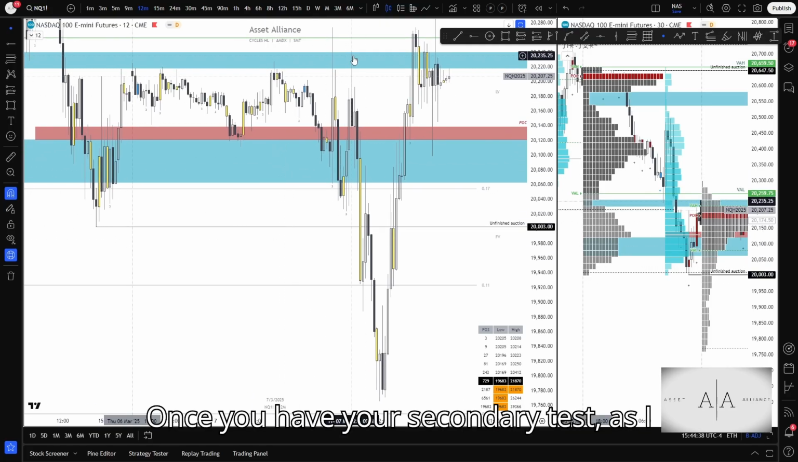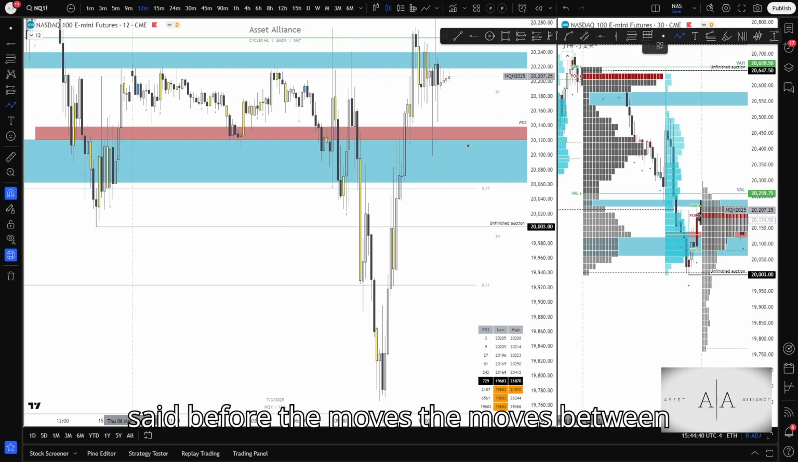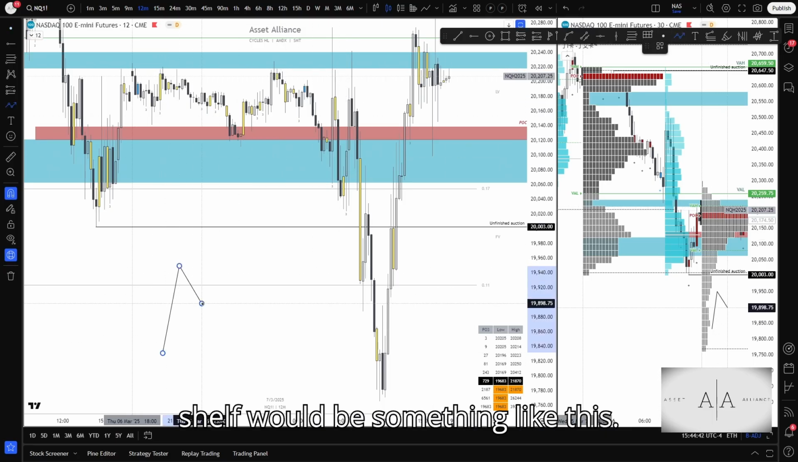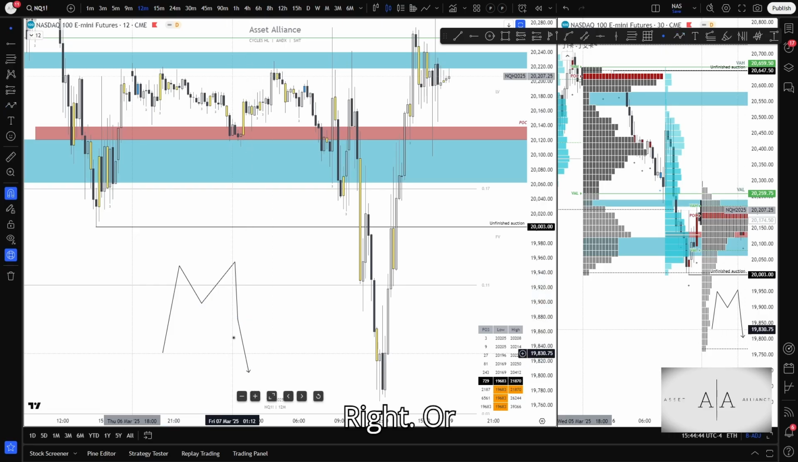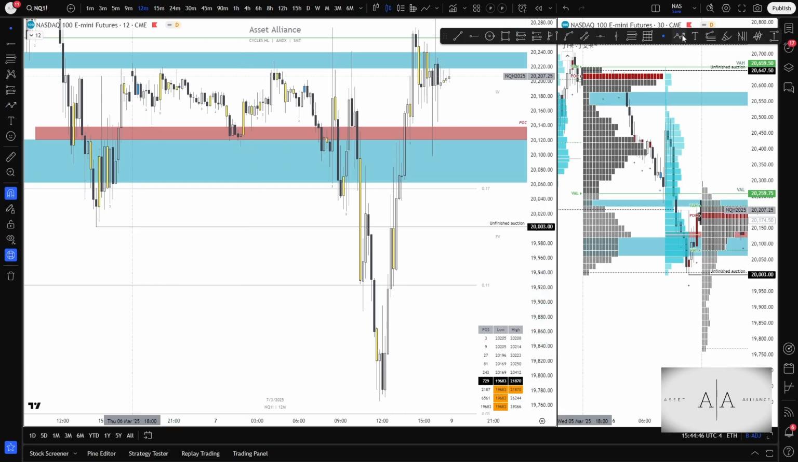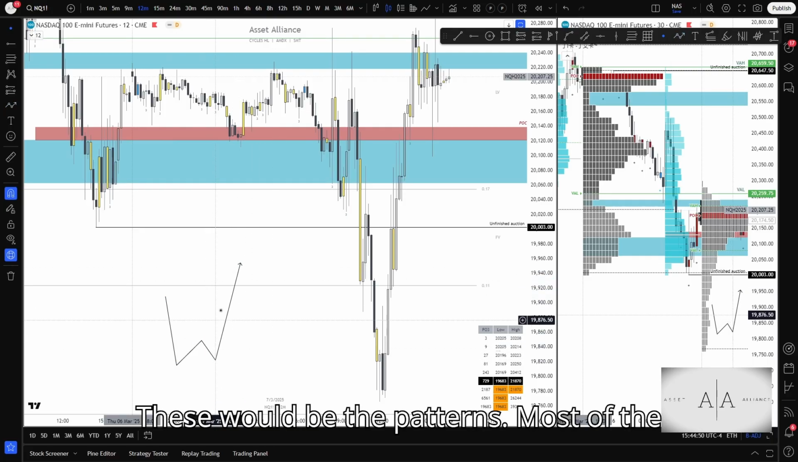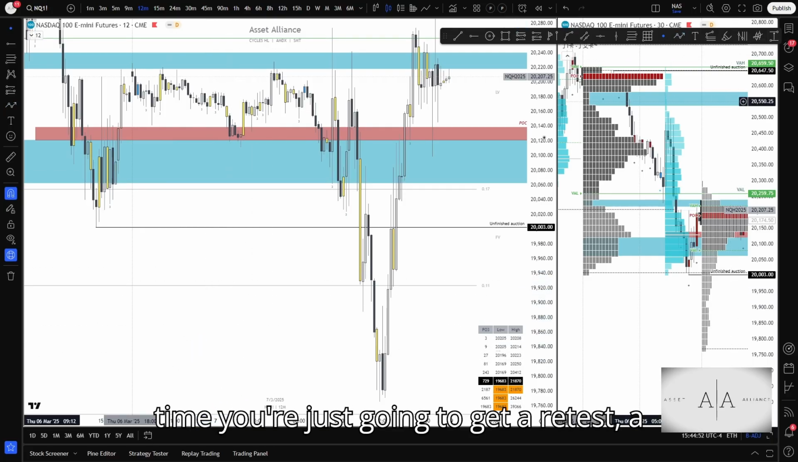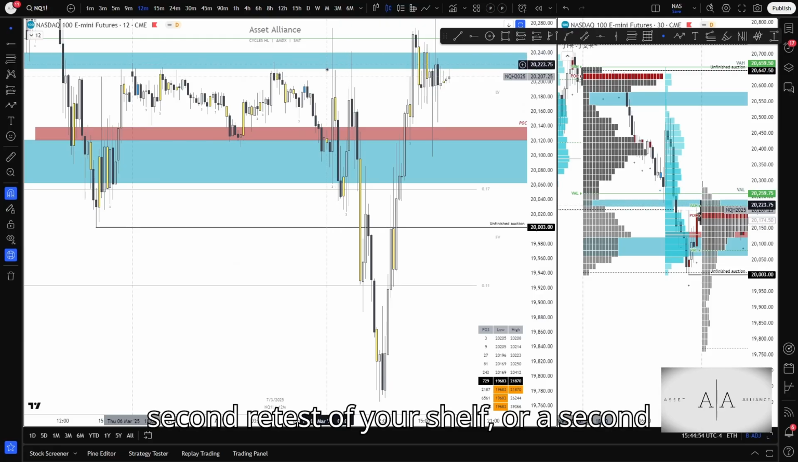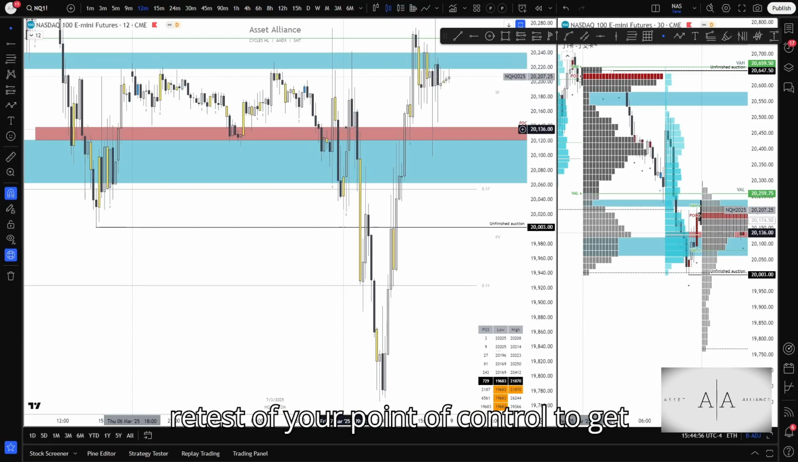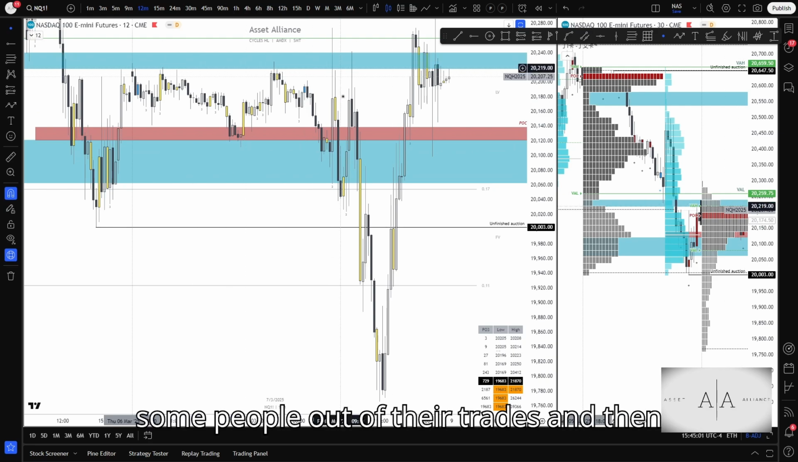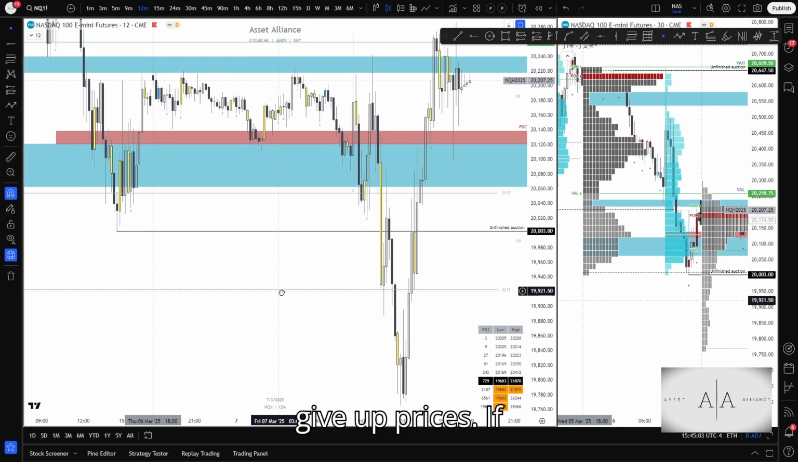Once you have your second retest, as I said before, the moves between shelf would be something like this, right? Or something like this. These would be the patterns. Most of the time you're just going to get a retest, a second retest of your shelf, or a second retest of your point of control to get some people out of their trades and then give out prices.